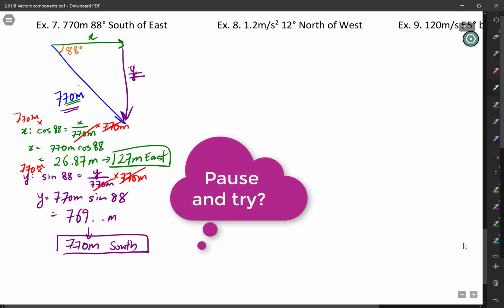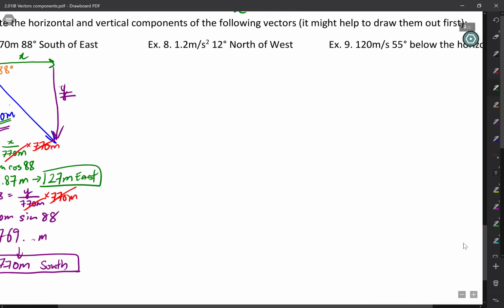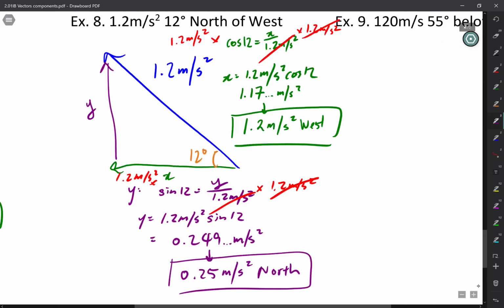Here I would give you the opportunity to try example 8 and then example 9. Example 8, and I'll quickly go over it. Same thing with example 9 to follow. Here is the finished work for this triangle.